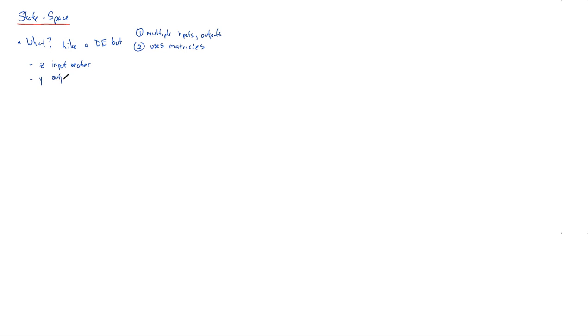Y is an output vector. And it can have a different dimensionality than your number of inputs. You might have 17 outputs, just like tax policy probably affects at least 17 different markers of economic growth.